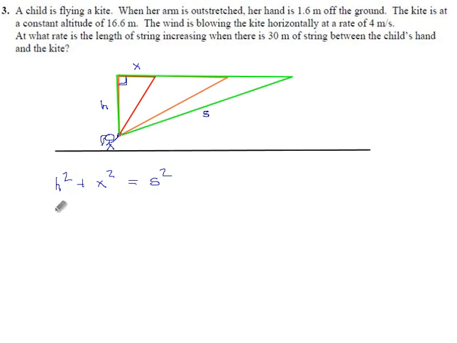And if we differentiate that, 2h dh plus 2x dx equals 2s ds. And as usual, I'm going to divide the whole works by 2 just to get those out of there. Okay, divide by dt, and we got a rate equation. And then we'll see how much of it we can fill in.